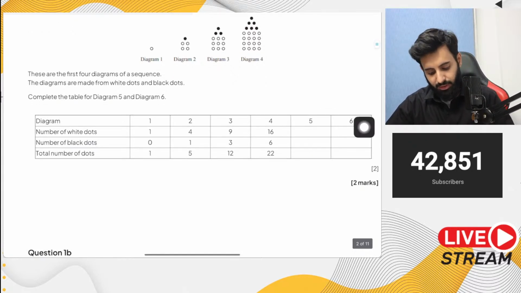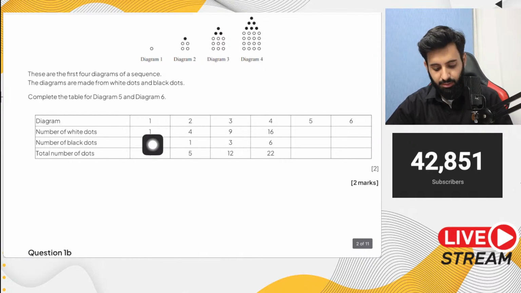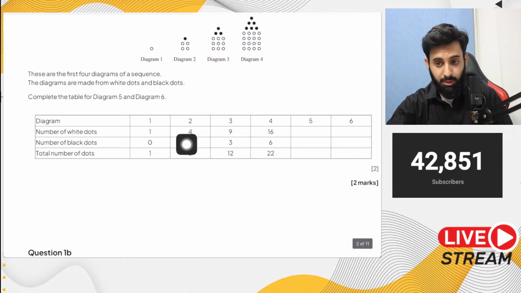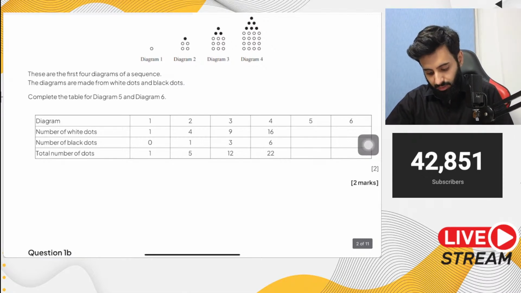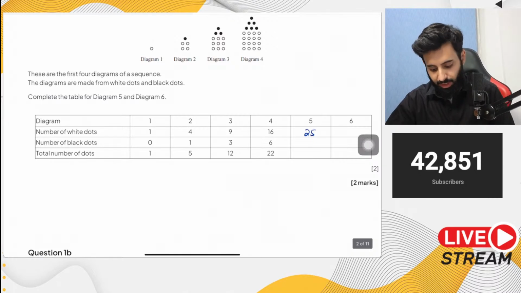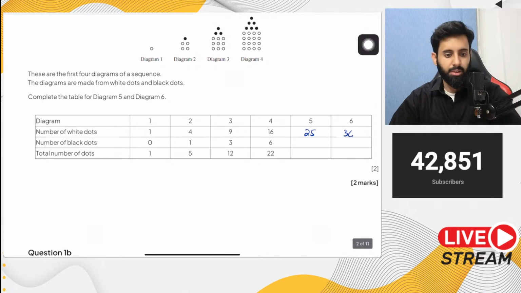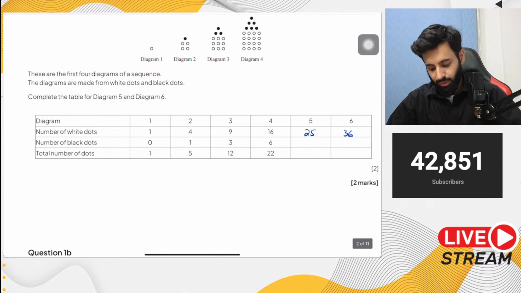Now, if you follow the sequence, you'll notice that here you have 1, which is 1 squared, 4, which is 2 squared, and then you have 9, which is 3 squared, 16, which is 4 squared, and so on. So following the same pattern, the number of white dots in the 5th diagram will be 25. The number of white dots in the 6th diagram will be 36. And there you go, that's the answer for the first row.